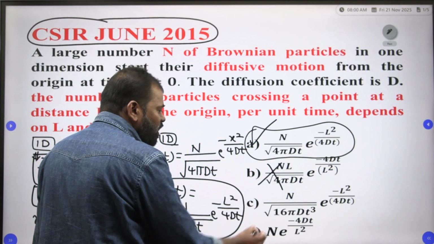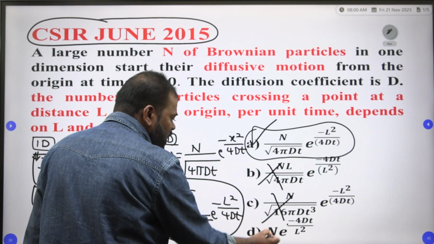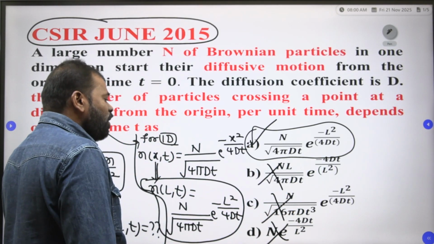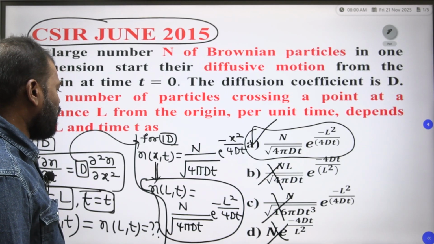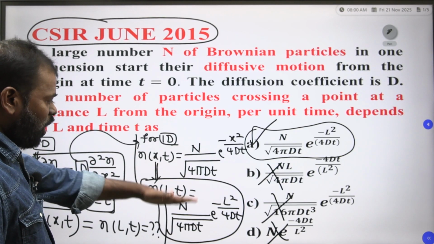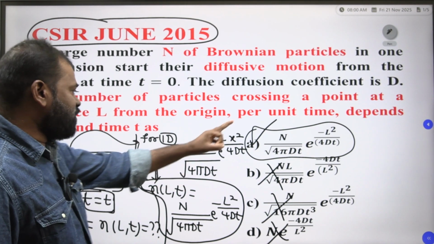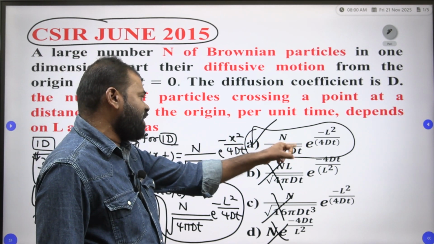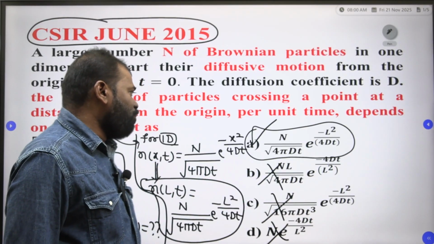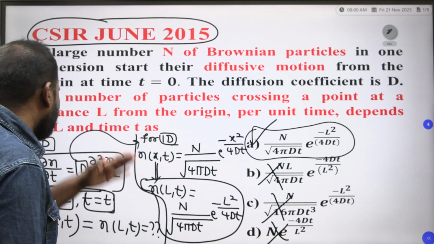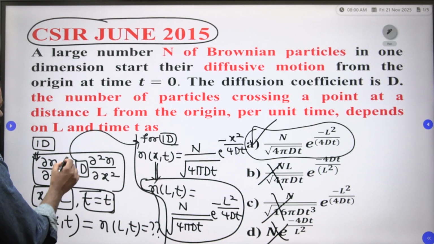NL is not wrong, 16 phi is not wrong, n into e to the power of minus 4 dt by L square is also not wrong. So, not correct, clear? Because you have to see, your correct option is n by square root of 4 phi dt into e to the power of minus L square by 4 dt. That is the solution. How will it come?